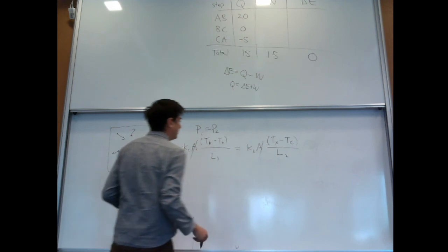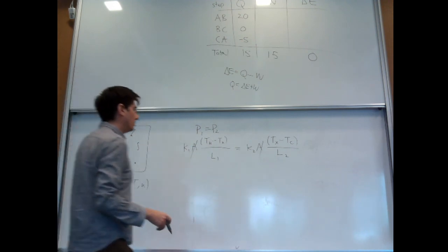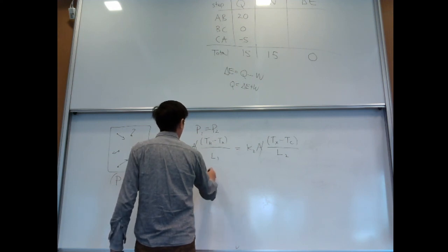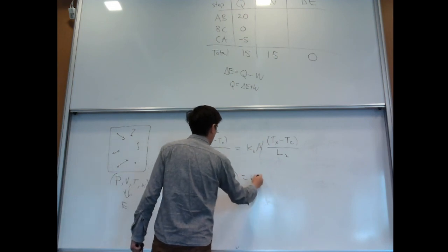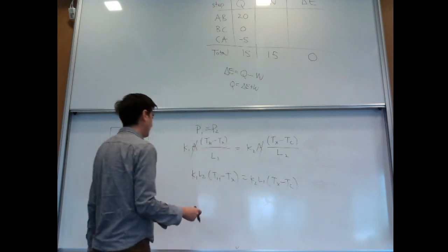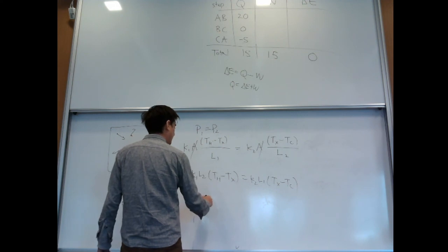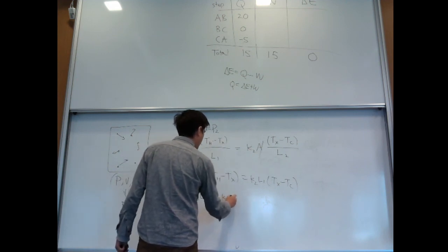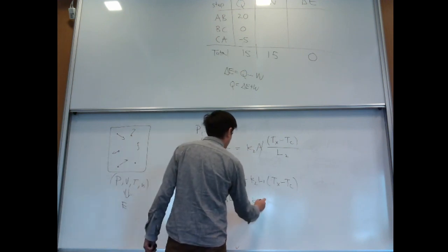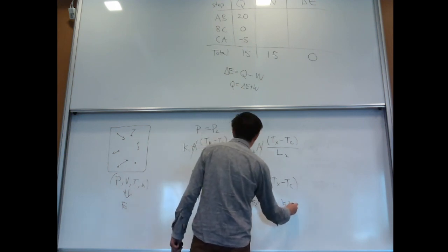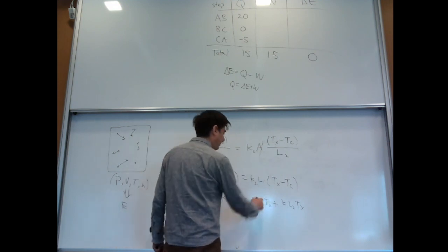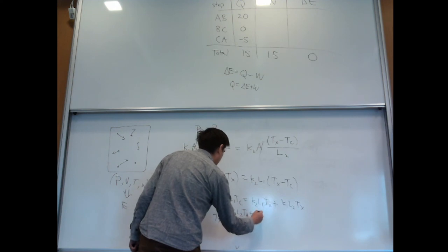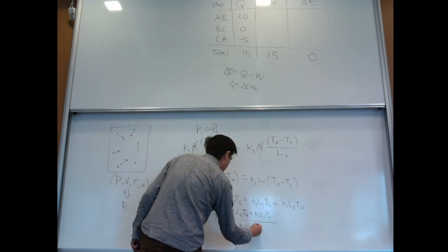Okay, so let's first cancel the area. It's the same area because each of these materials has the same cross-sectional area. Just rearrange this: K1 L2 (Th minus Tx) equals K2 L1 (Tx minus Tc). Then put the Tx's on one side and the Tc on the other side. So K1 L2 Th plus K2 L1 Tc is equal to K2 L1 Tx plus K1 L2 Tx. Then we can factorize the Tx, so it's K1 L2 Th plus K2 L1 Tc, divided by K2 L1 plus K1 L2.